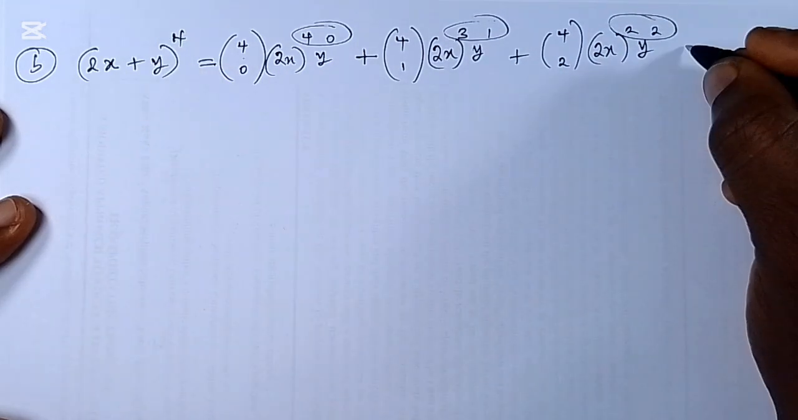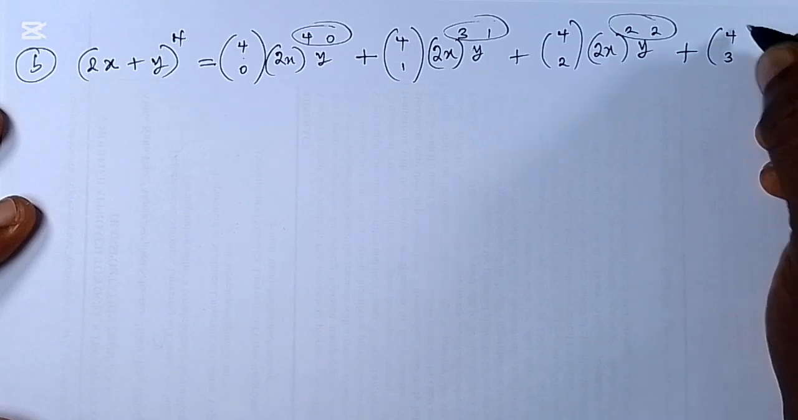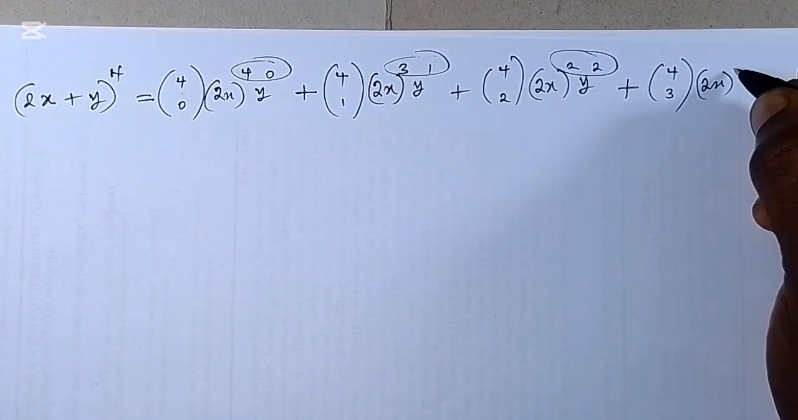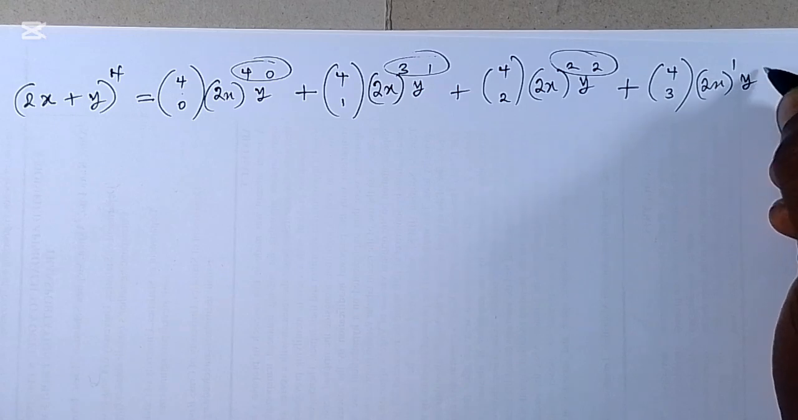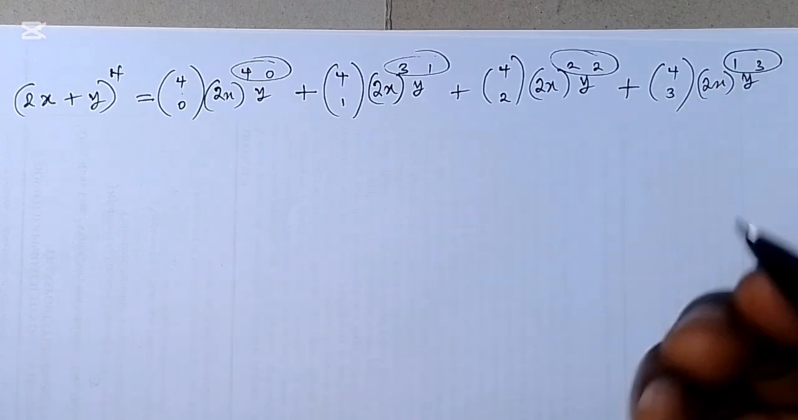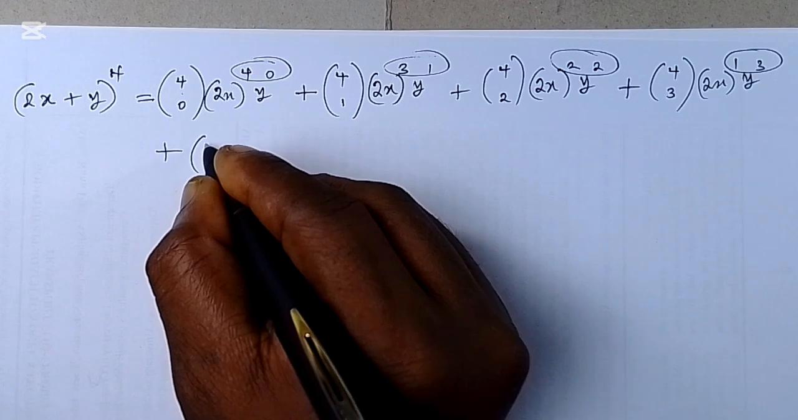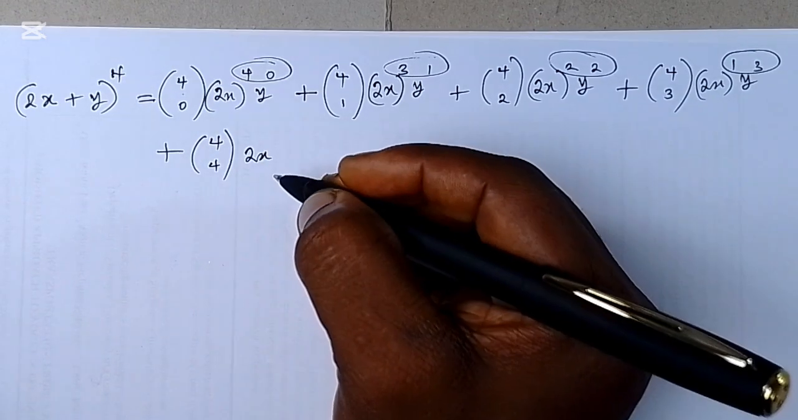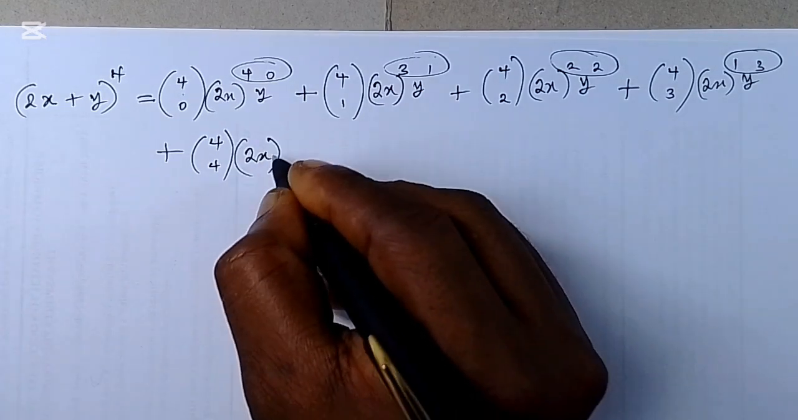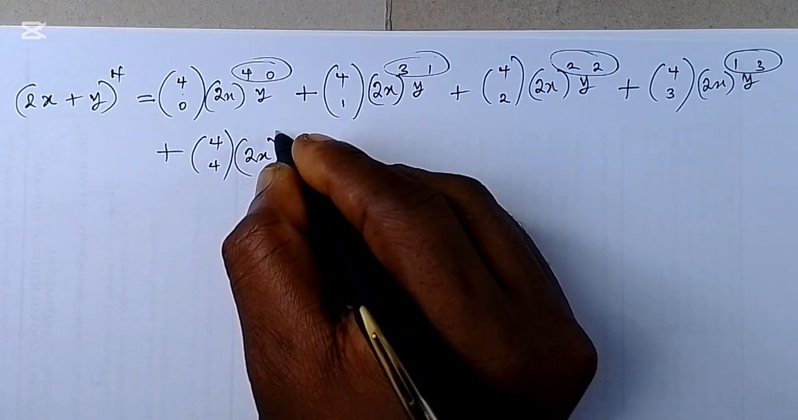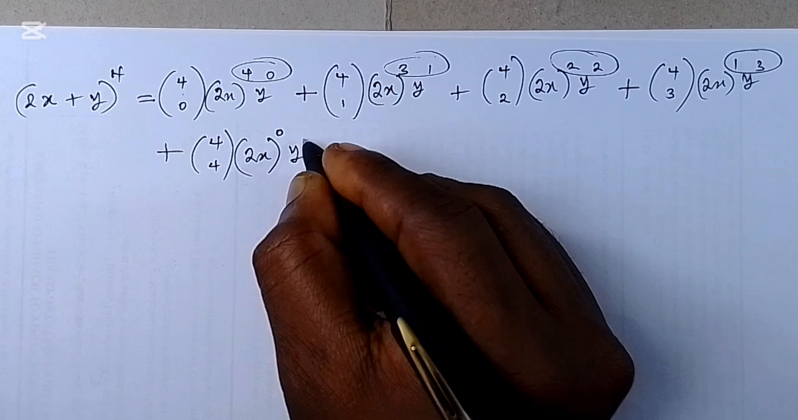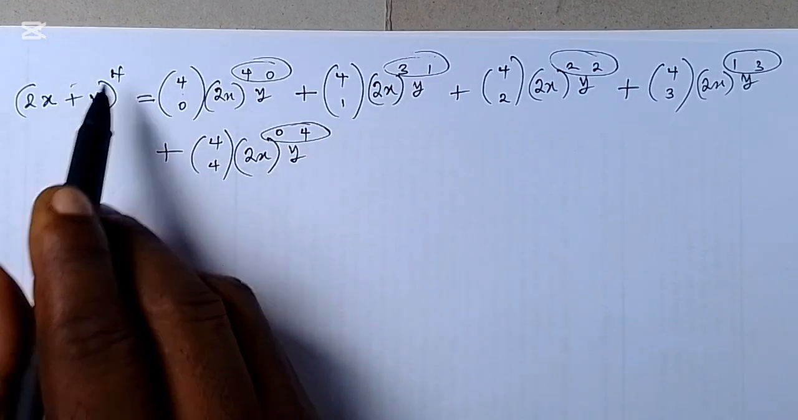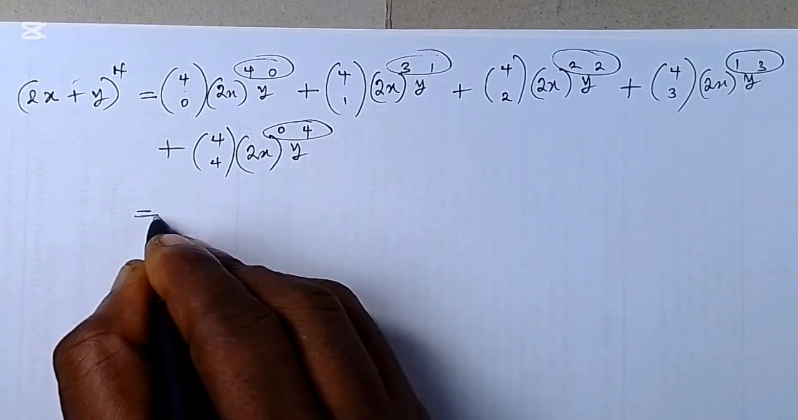Now take note, at every point this must add up to give the total power. So take note to show that you're correct. So this will be 4 combination 3. Now at 4 combination 3, we have 2x carrying the power 1, and y would carry the power 3. Again, take note of that. The sum adds up to give the total power, plus finally 4 combination 4, where the expansion stops. 2x now will carry the power 0, and y will carry the power 4. Again, take note of this, it has to give the total power. So you now simplify, all you have to do is simplify.